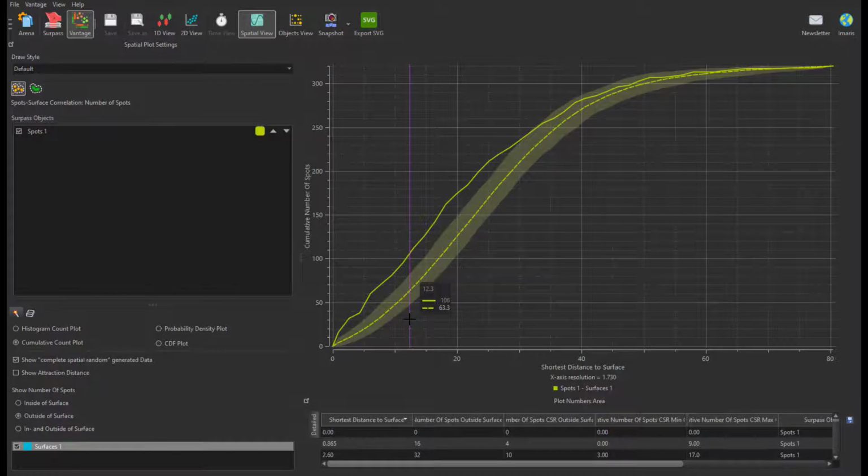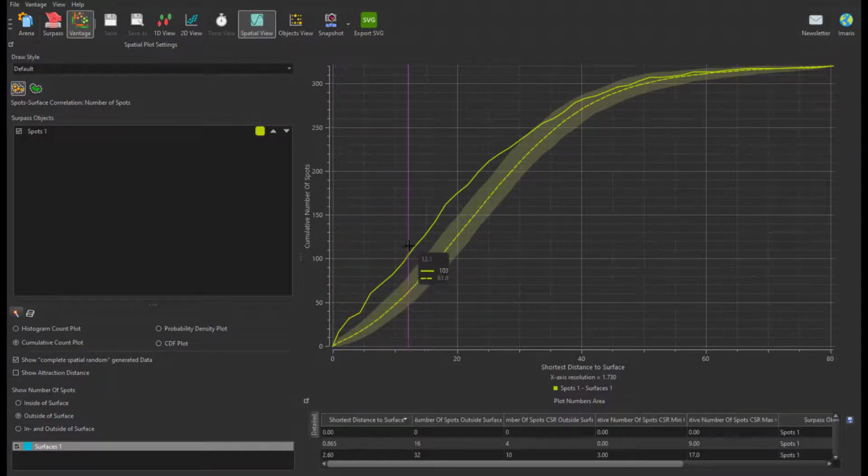Since the simulated spots are by construction randomly distributed and neither accumulate nor are repelled from the surface, they provide a useful null hypothesis, and deviations from this null hypothesis indicate attraction or repulsion. Within the cumulative count plot, where the observed cumulative function is above the simulations, it indicates that the observed number of spots within the respective distance to the surface is greater than what is expected from random simulations. So we can call it accumulation or attraction.